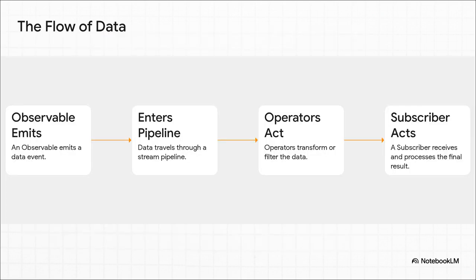And the journey for each bit of data is pretty cool. An event gets emitted and it flows into this pipeline. Along the way, different operators can transform it. Maybe you filter out some events, combine different streams, or change the data's format.